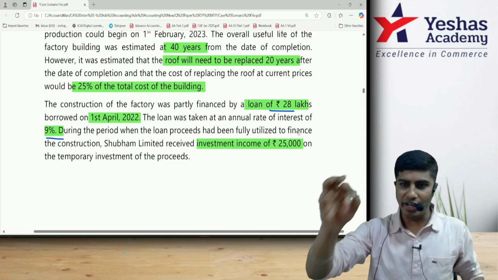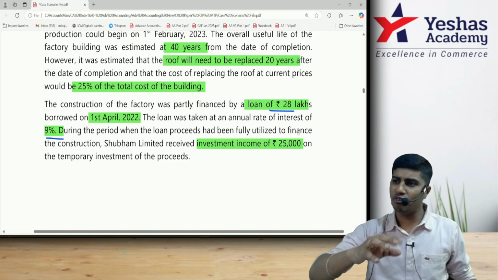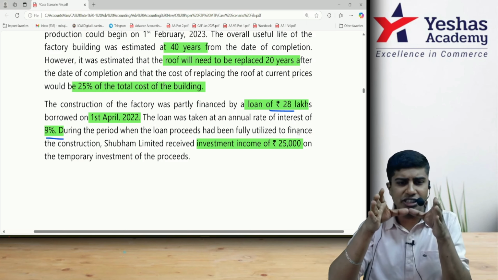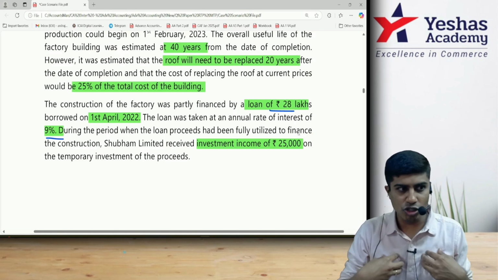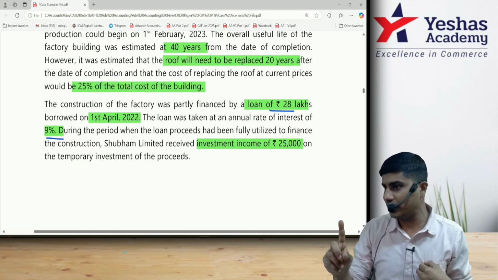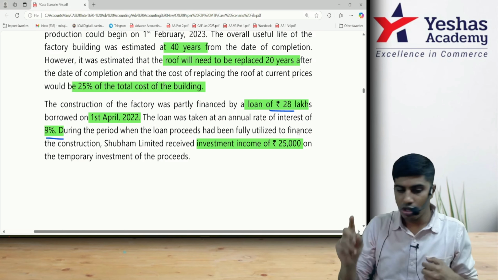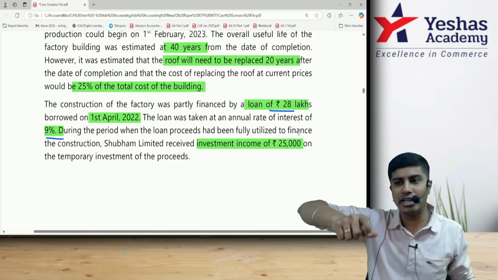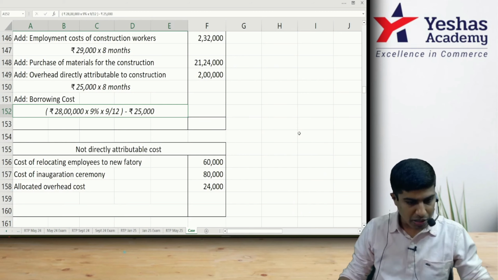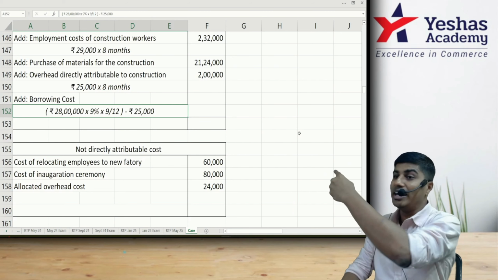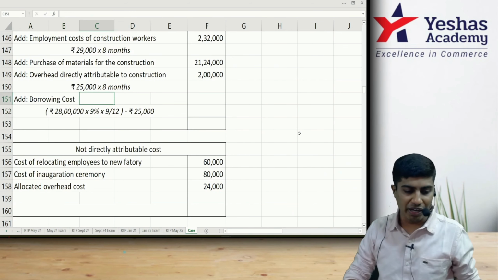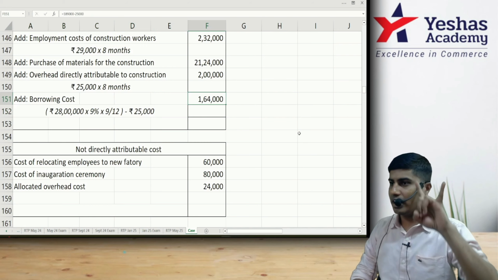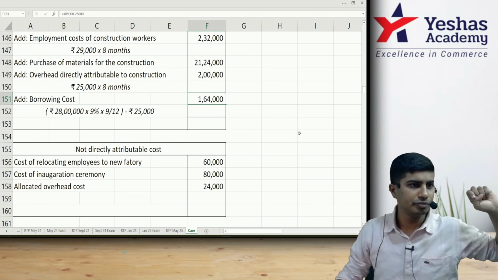So the borrowing is 28 lakh at the rate of 9% for a long period, but the construction period is 9 months. I'm assuming it to be a qualifying asset, though it takes 9 months. That's always the assumption that you should make. So 28 lakhs into 9% into 9 by 12 is my borrowing cost. From that, the interest income of 25,000 will be deducted to find 1,64,000 to be my cost.